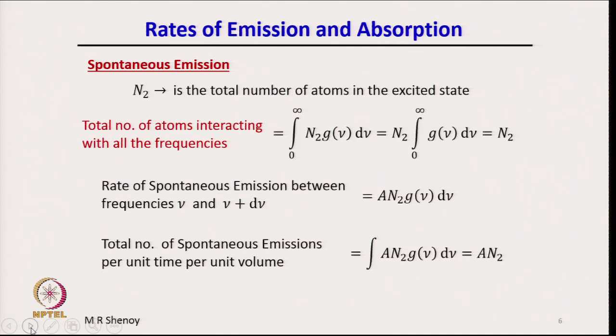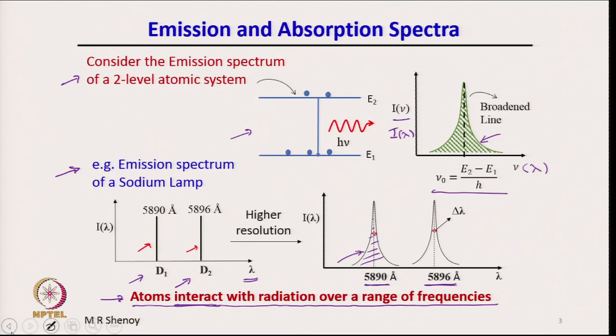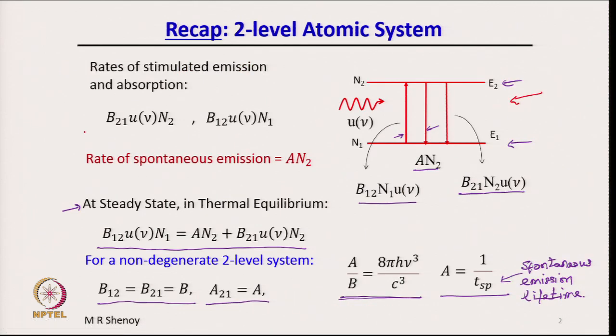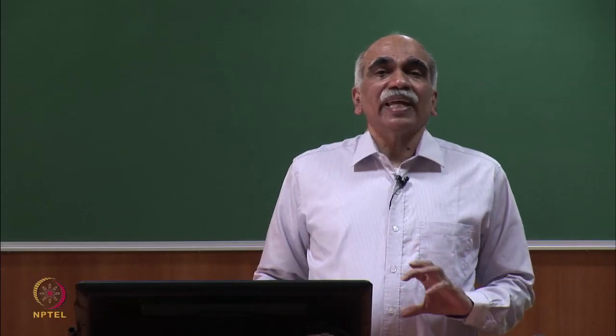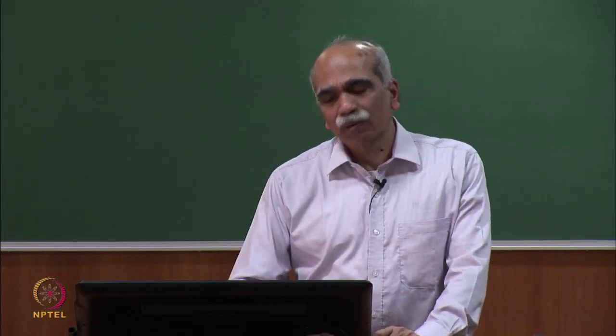Now, let us look at the rate of emission and absorption. We had seen the rates of emission and absorption earlier in the first slide. In the last class we had taken these as the expressions for emission and absorption, and of course, spontaneous emission here. But now, with the inclusion of the concept of an atomic line shape function, the expressions get modified. So, let us see the new expressions for the rates of emission and absorption.